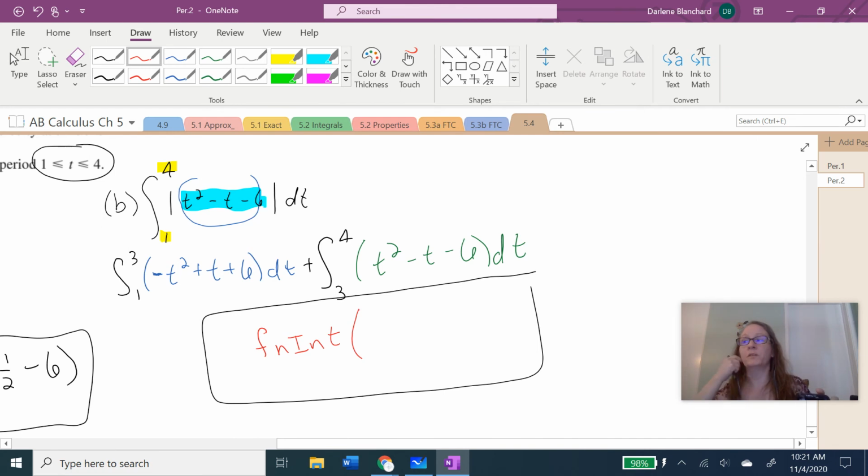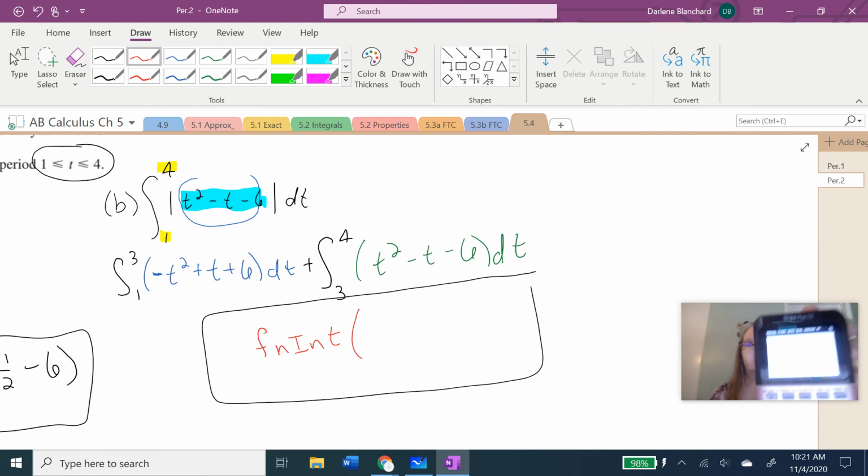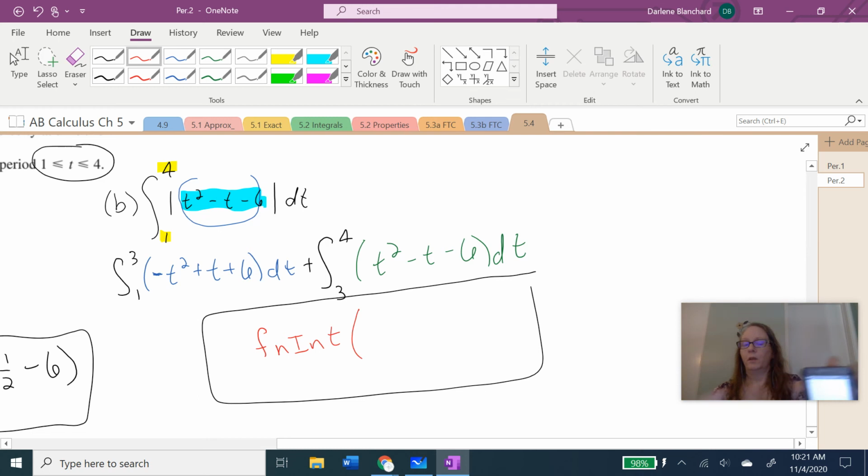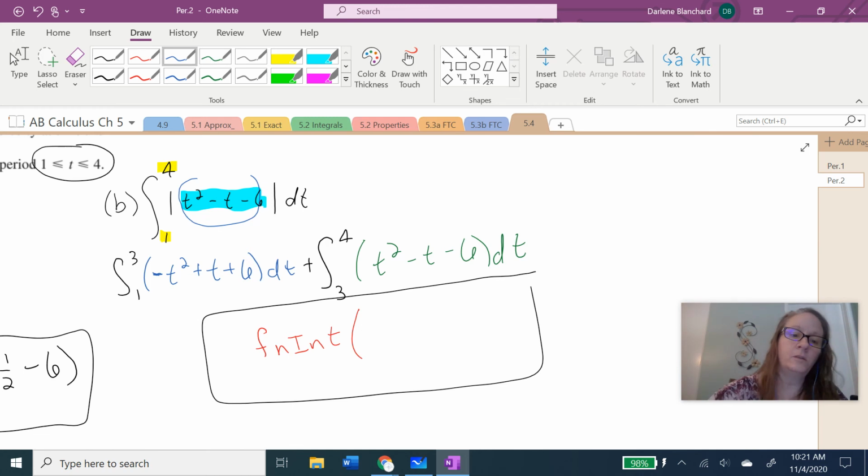And I'm assuming there are at least a few of you who got this with your calculator. So if your calculator gives you the definite integral like this, you can pretty much guess exactly where to type things in. But if you have FN int, you're going to have to type in the integrand. And I'll talk about that in just a second.